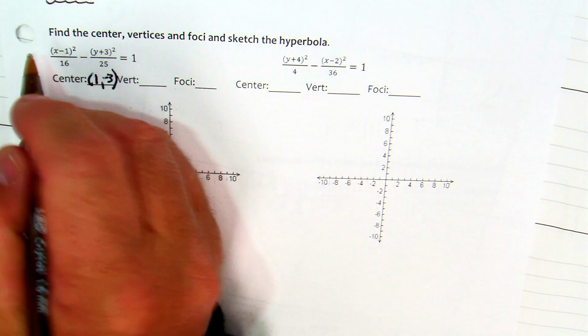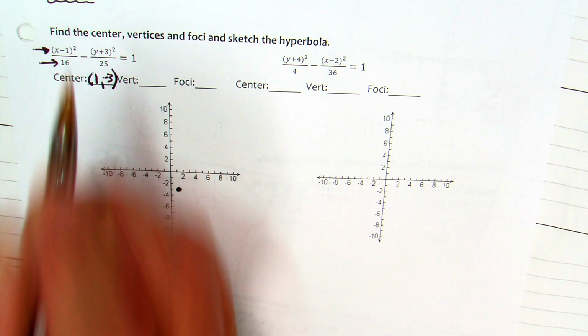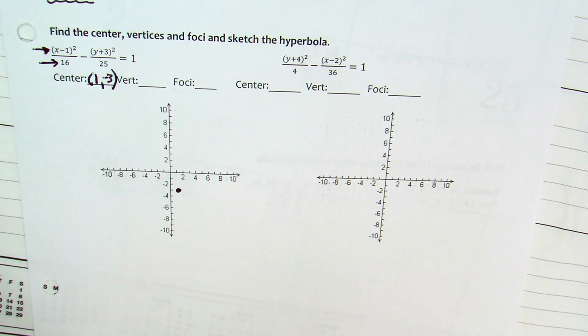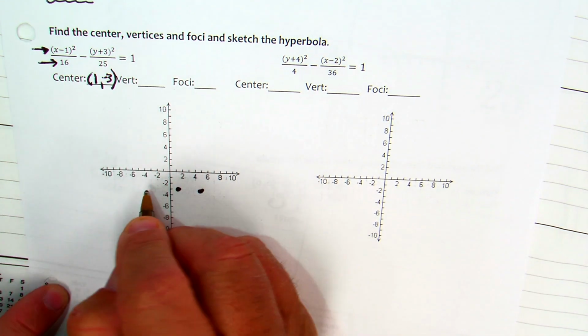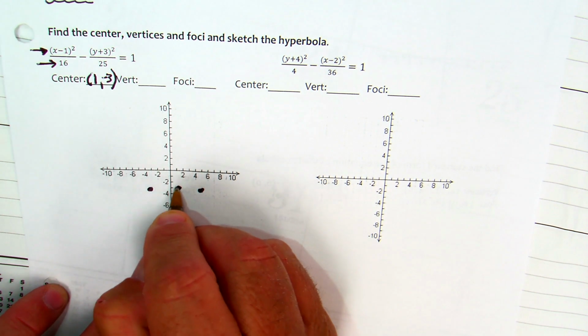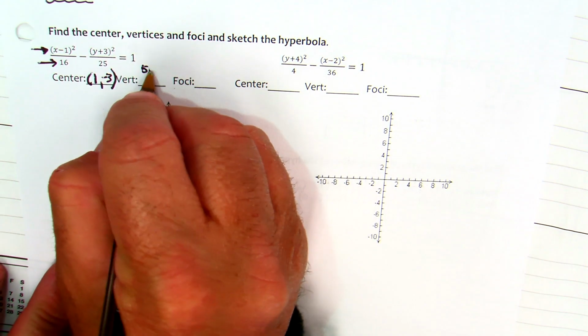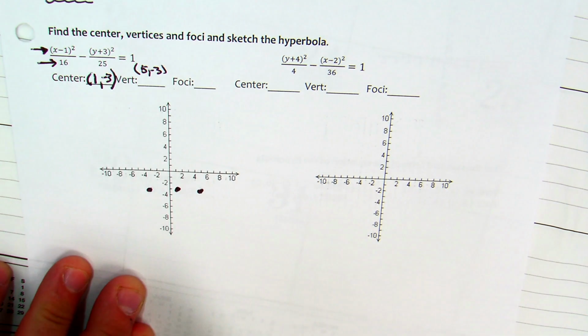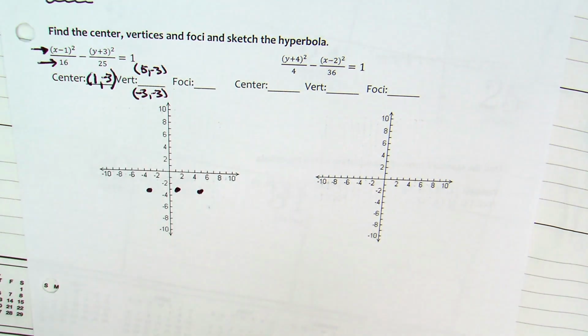Then I go to whatever comes first, which is x. That tells me my vertices, like we said, are going to be on the horizontal. What's the square root of 16? 4. So I'm going to go over 4 in each direction. It's going to put me there and there. So those are my vertices: (5, negative 3) and (negative 3, negative 3). Notice the y-coordinate remains unchanged.